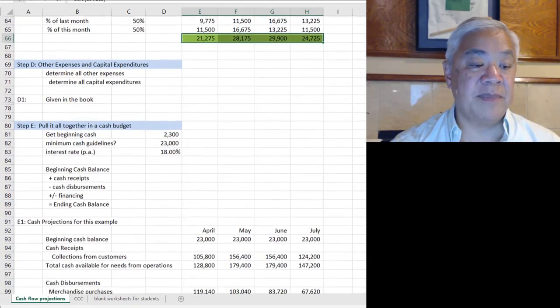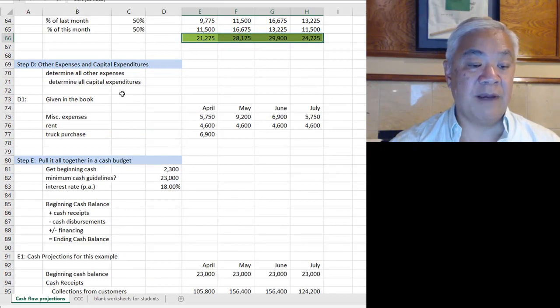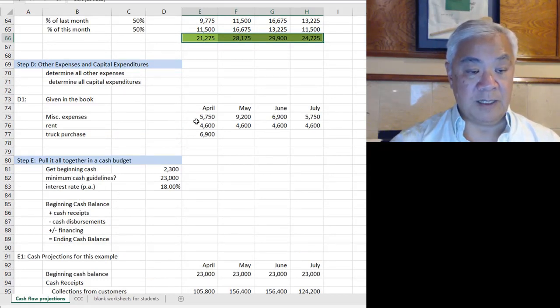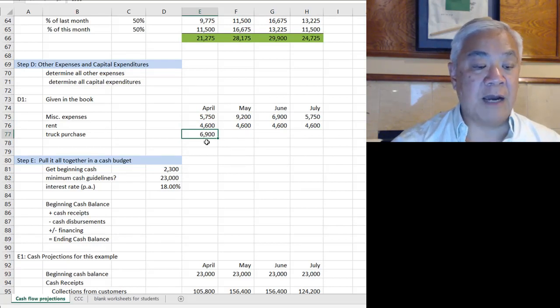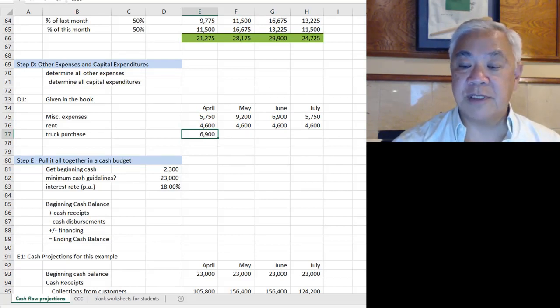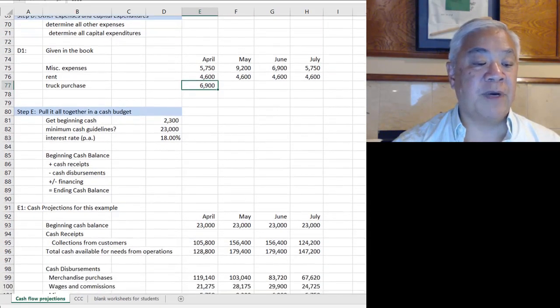That's step C. Step D is other expenses and capital expenditure. Here we have an assumption that we are given a certain amount of money that we need for miscellaneous expenses and rent that was given. And then also we have a truck purchase that we're going to do in April. So now we know our expenditures in the next three or four months.